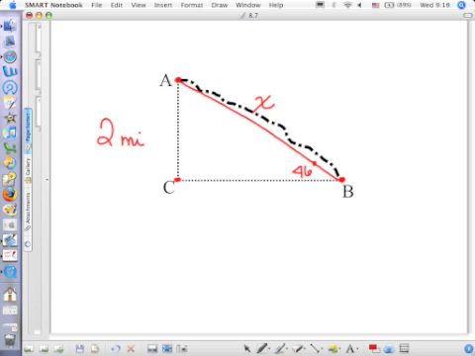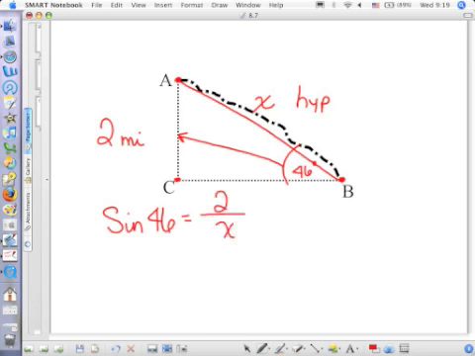So, very good. Because in reference to this angle, I have an opposite leg and hypotenuse, OH. So the sine of 46 is equal to the opposite over the hypotenuse. Would that be 2 over x or x over 2? 2 over x. Now how do you actually plug that in your calculator? 2 divided by 7. Very good.